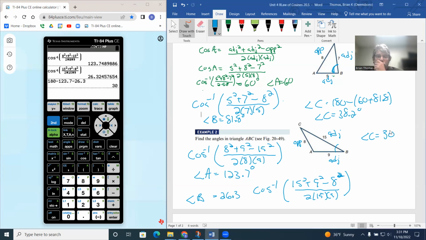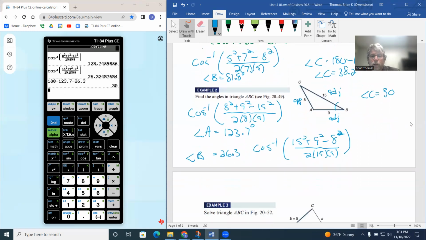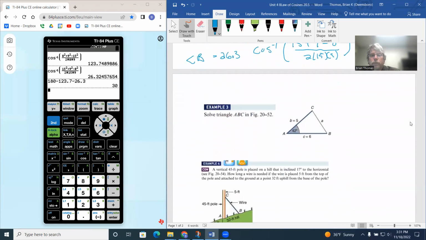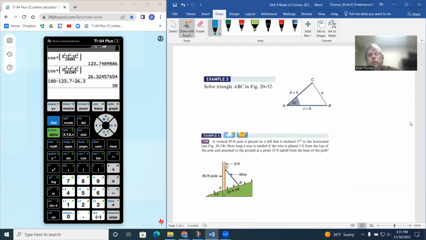Okay, so that's how we can use the law of cosines. If we know three sides, it can help us find some missing angles. Let's see what else we got here. A couple applications. All right, let's look at example 3. Notice how we have an angle, but now we don't know a side over here. But notice how this is the opposite side.